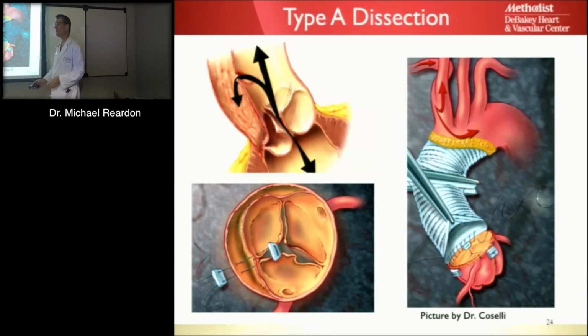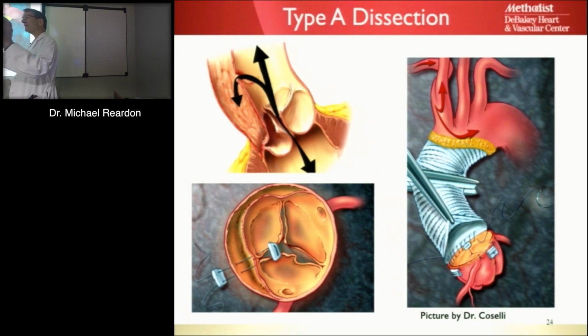Dissections, you guys see type A dissections, they come in with AI. Why do they have AI? Why does an acute type A dissection get AI? Rip a hole in the valve? Magic? Why does acute type A get AI? The support system. The dissection goes down, the post pulls away, and it prolapses.